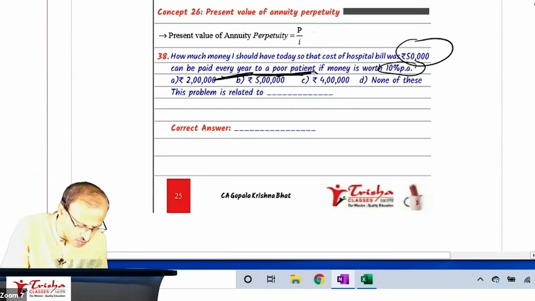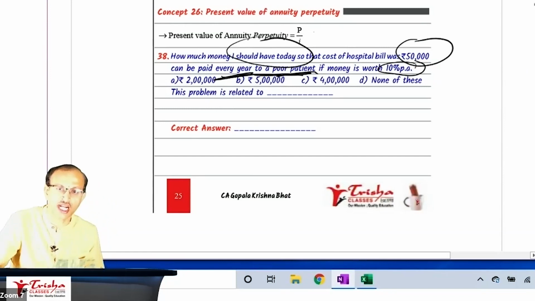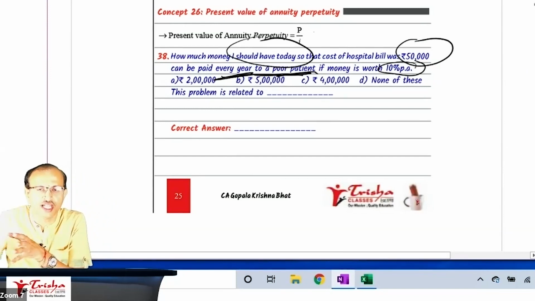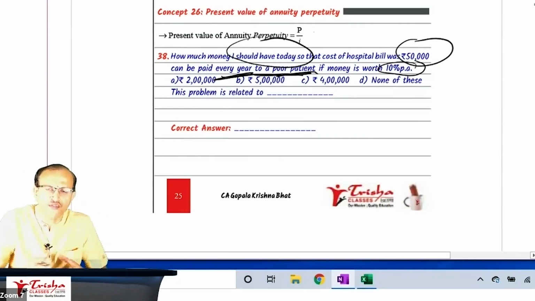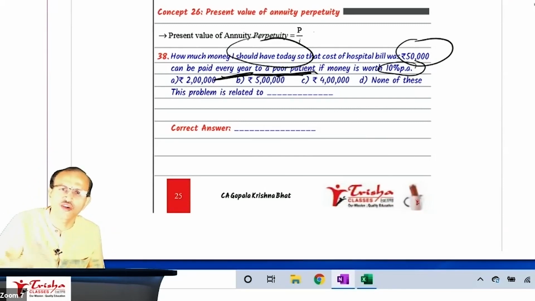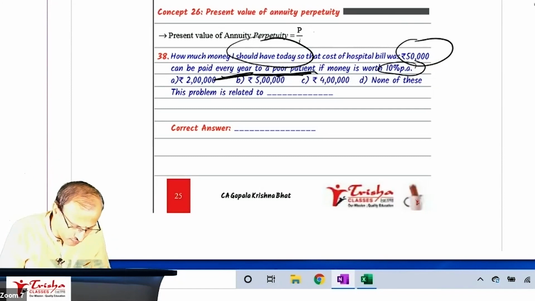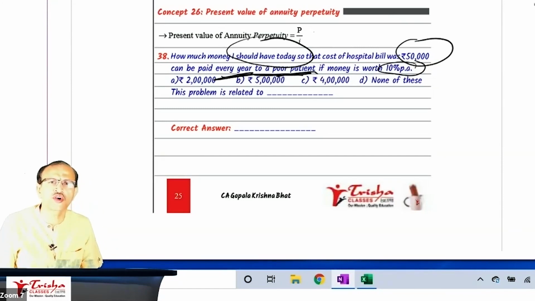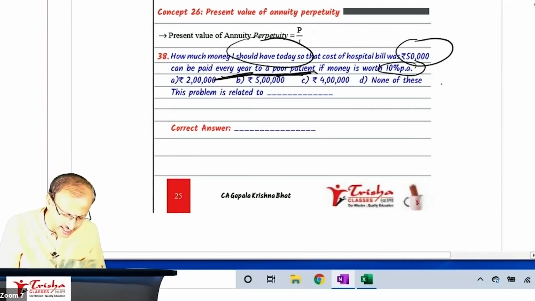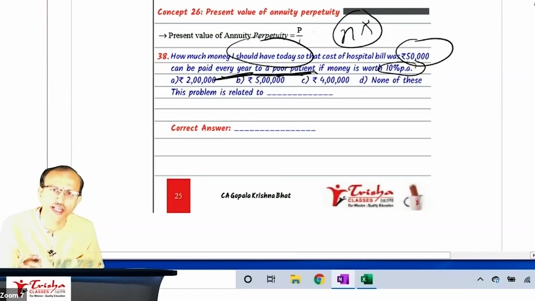The question asked is how much you should have today in order to provide that money in future. What money should you have today? If you have how many rupees, can you pay that 50,000 every year for n number of years? You know the formula. There is no n. One thing you note: how do you decide a present value of perpetuity? They don't give n, because it's perpetual.